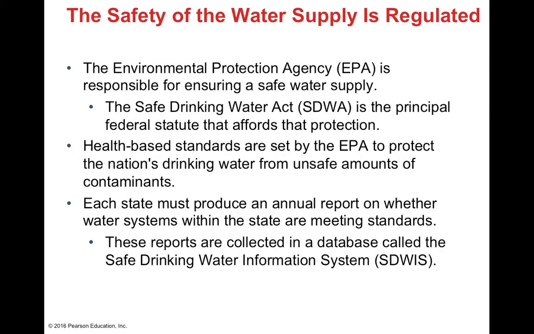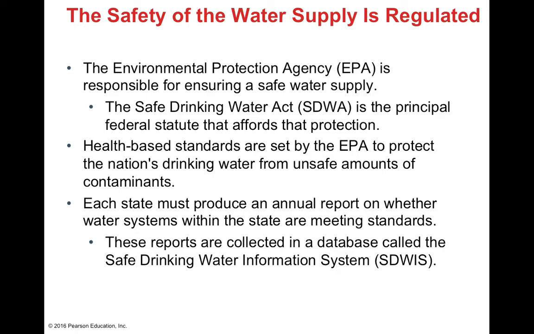All right. So I talked about the EPA and how it was responsible for keeping toxins out of your food supply as well as out of the environment. Now, the EPA is responsible for ensuring your safe water supply as well. The SDWA, or the Safe Drinking Water Act, is a statute that affords protection to your water supply. The EPA also sets standards to maintain a healthy population by protecting the nation's drinking water from unsafe amounts of contaminants. However, these reports are actually left up to the states.